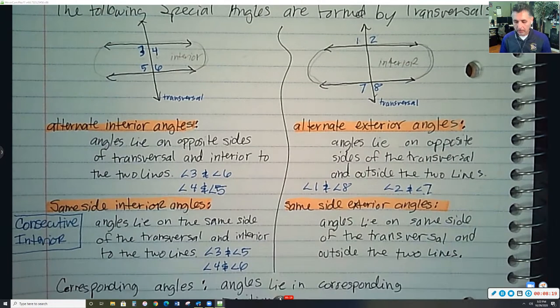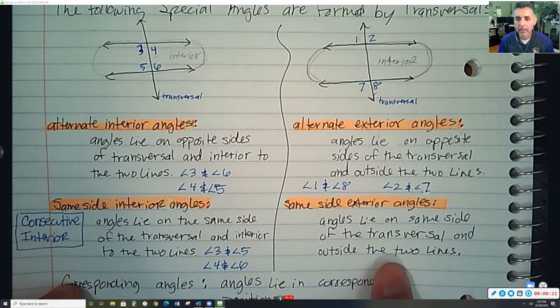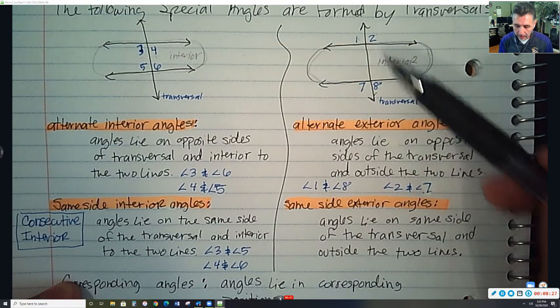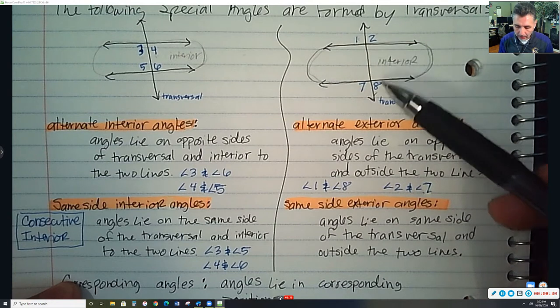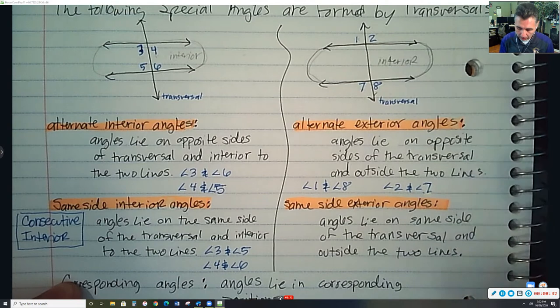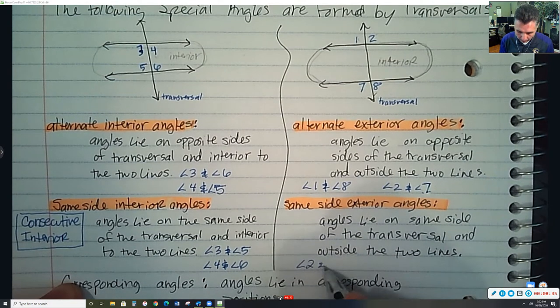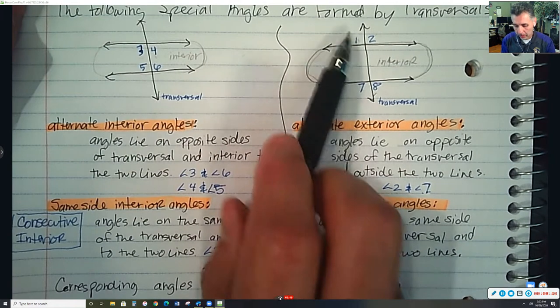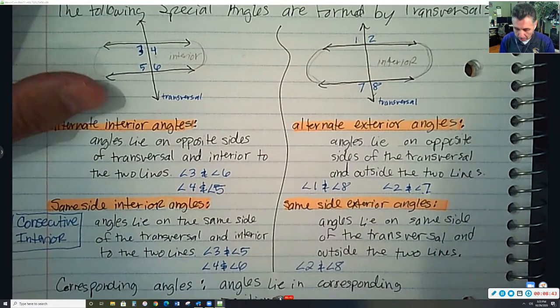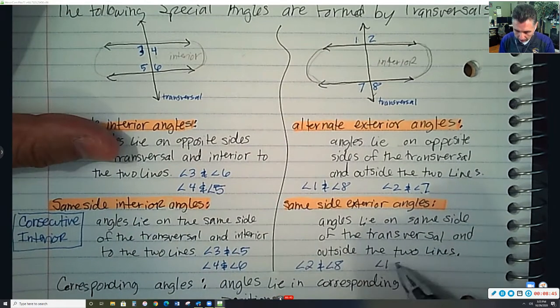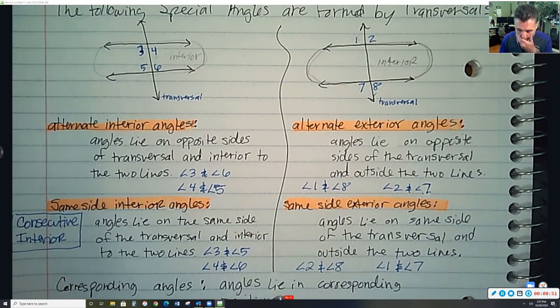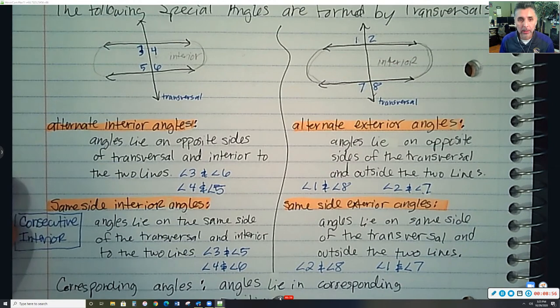Okay, 2 and 7. And then same side exterior. Again, they're on the same side of the transversal, but they're exterior to the two lines. So 2 and 8 are same side exterior. And then the other side would be 1 and 7. 1 and 7 are both on the left side of the transversal, but they're exterior to the other two angles. Okay. So those are 4 of the new terms.